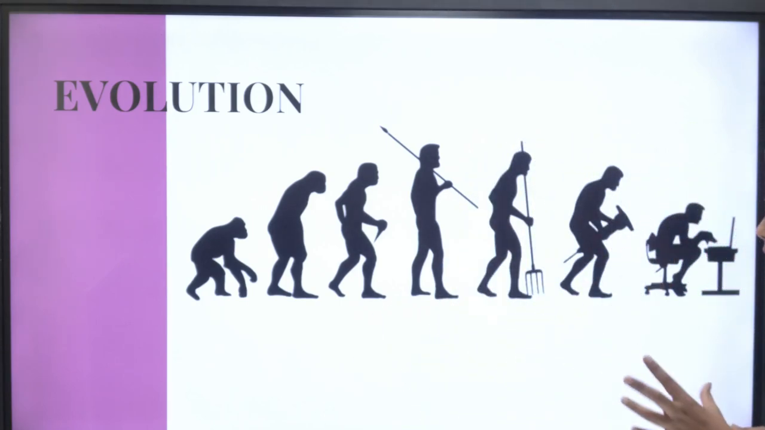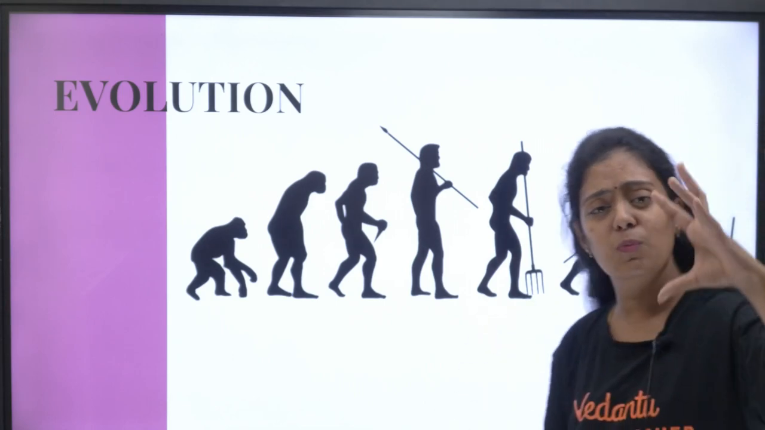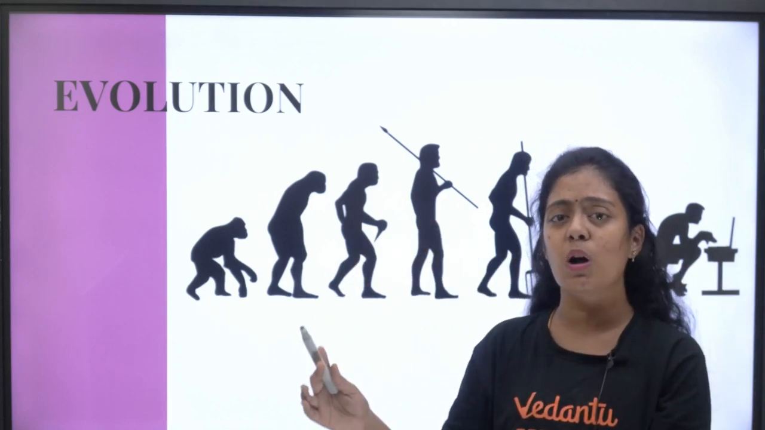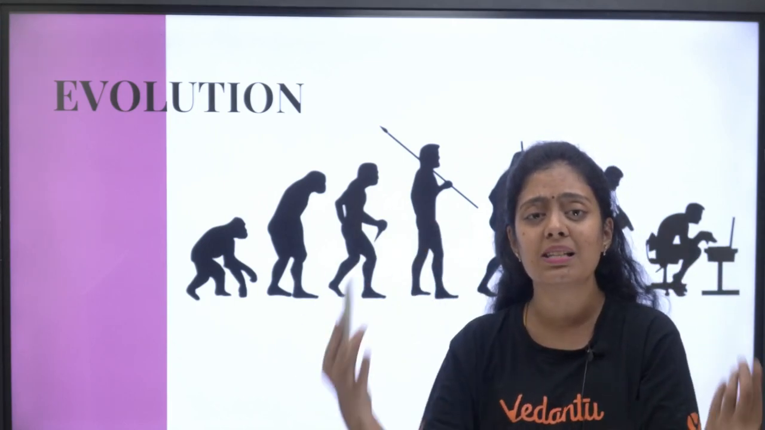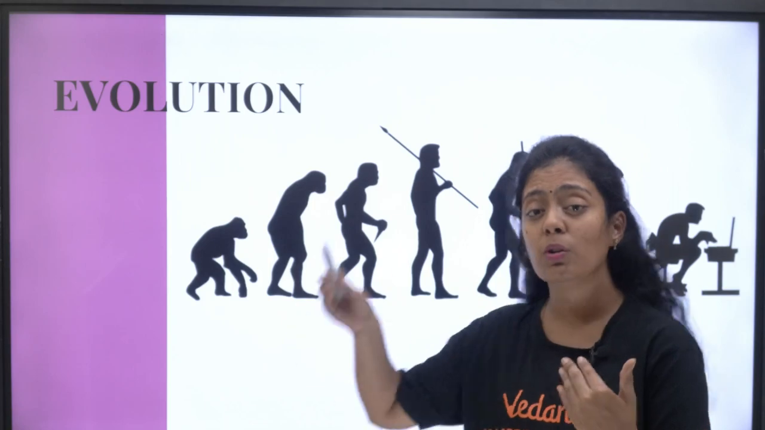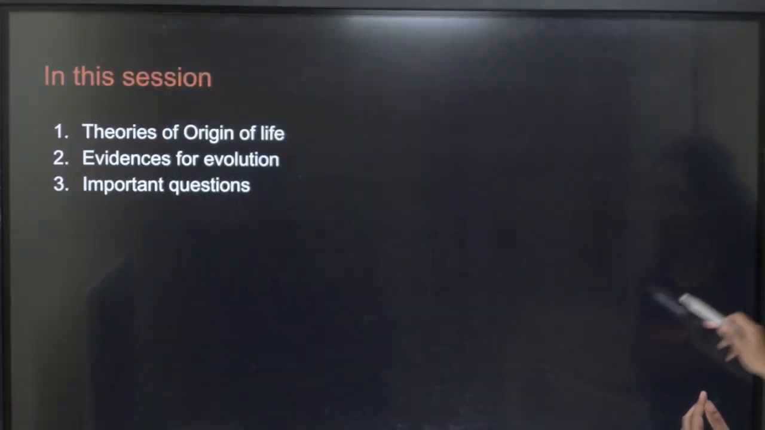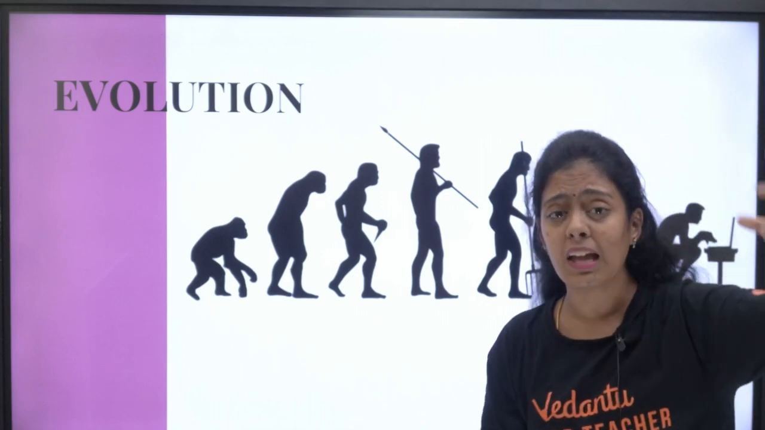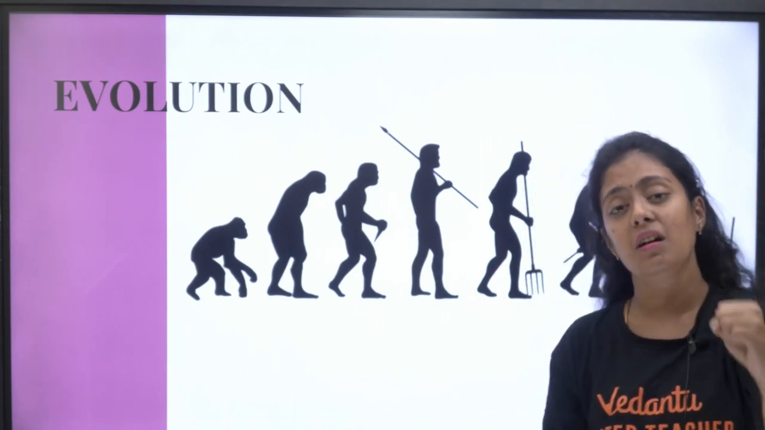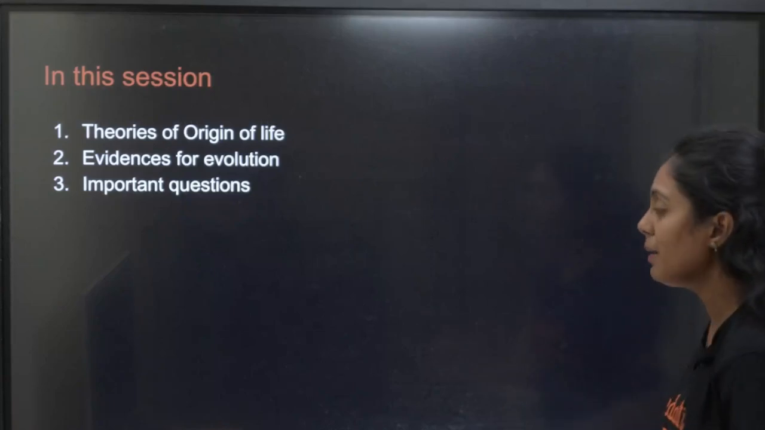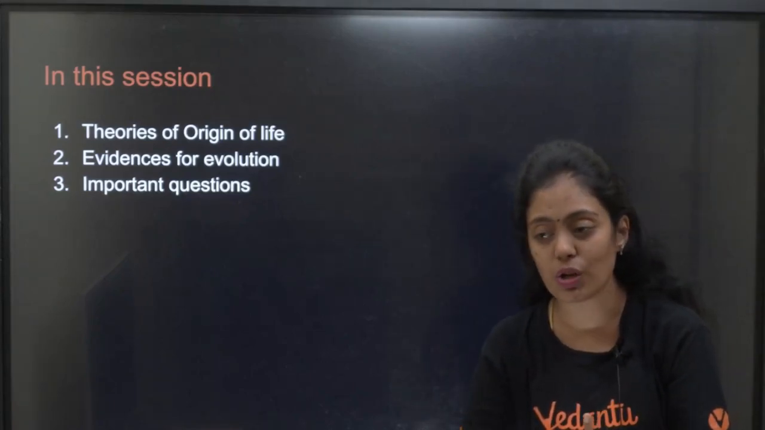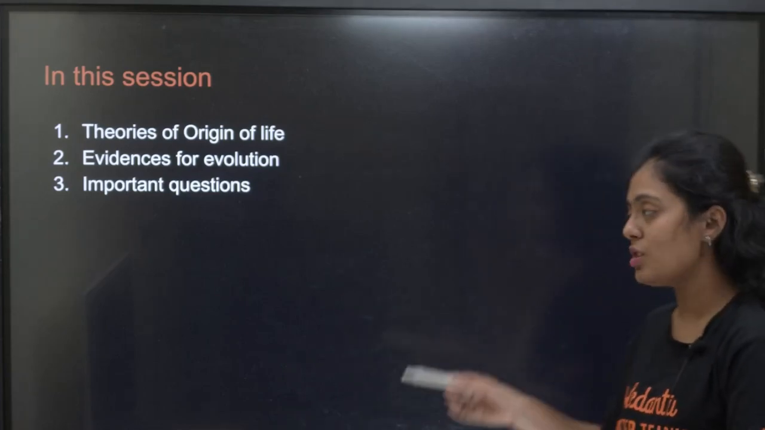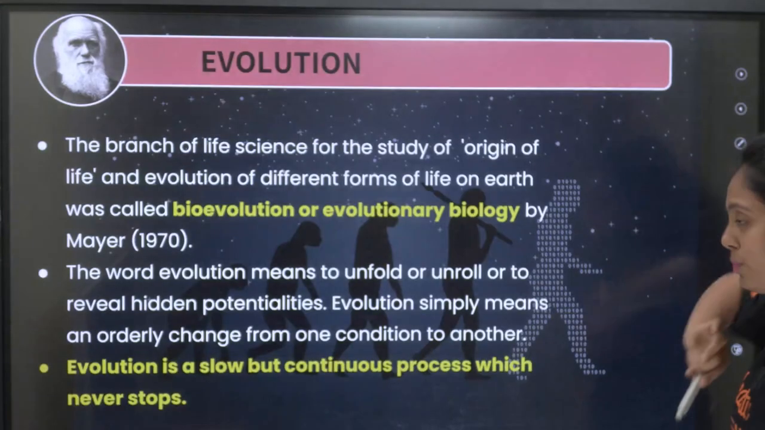You can see human being millions of years ago, he was very nomadic, okay, he was not so civilized, his brain was not as sharp as it is today, correct? So human today, this man can control the entire world because he has so much evolved. In this session, we will talk about theories of origin of life, evidences for evolution, and important questions.